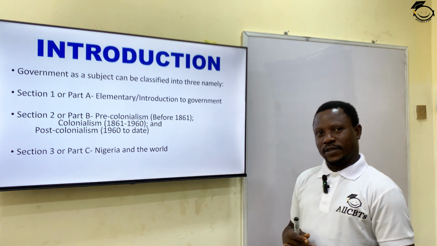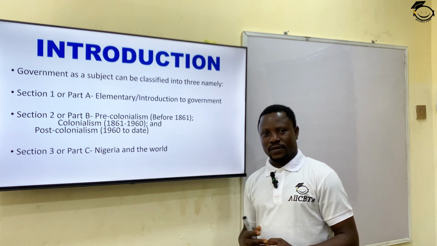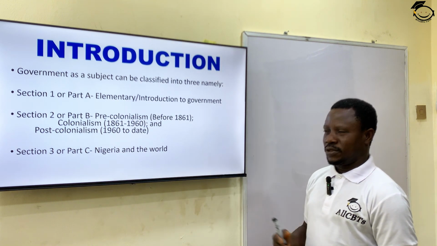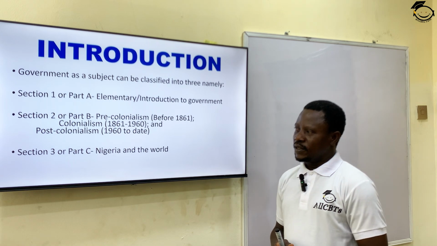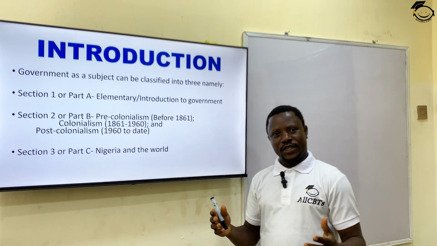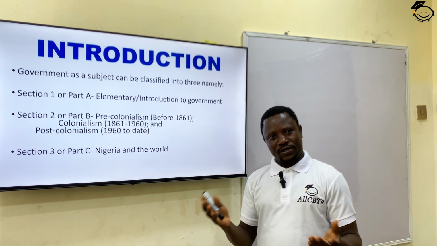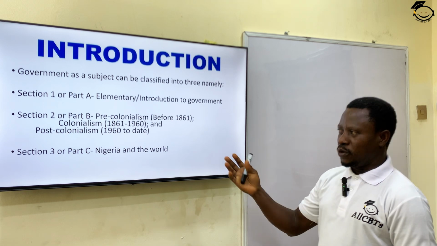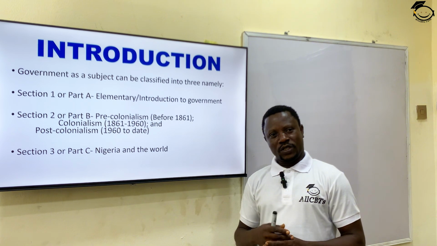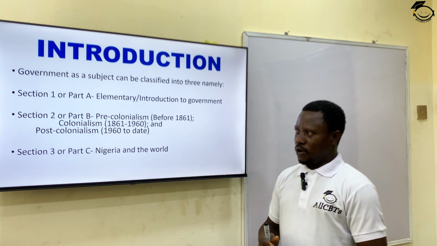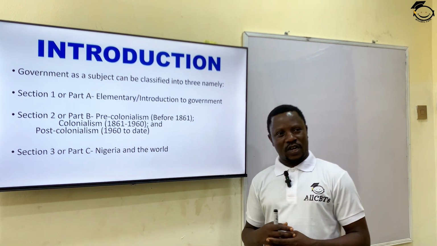The second part, which is part B, can also be subdivided into three other parts. We have the pre-colonial administration, that is before the coming of the colonial masters to this part of the world. Then we have colonialism, when the colonial masters came: what were the systems that were operated and the administrators. And we have post-colonialism. After they left, we got independence. How do we fare within that period to date? All these are expected to be studied in part B, or section 2, of government.